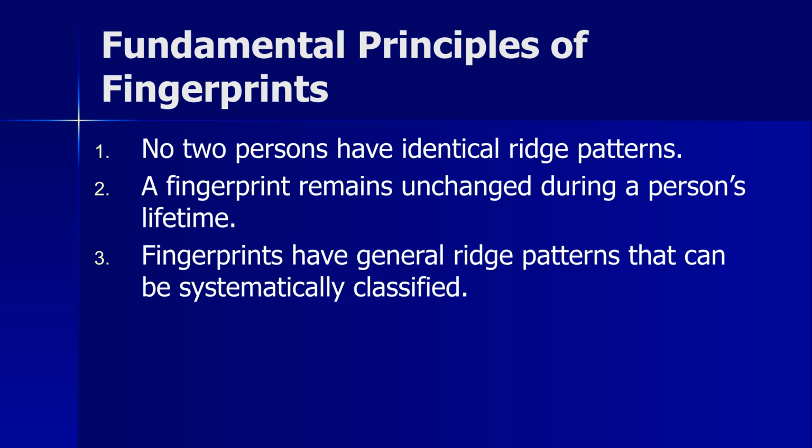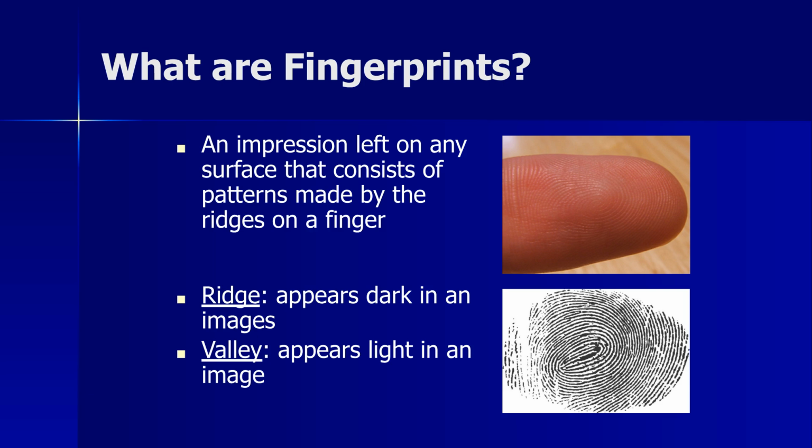The fundamental principles of fingerprints include: no two persons have identical ridge patterns, fingerprints remain unchanged throughout a person's life, and they can be systematically classified. Fingerprints are impressions left on surfaces formed by the patterns of ridges on a finger. A ridge appears dark in images, while a valley appears light.